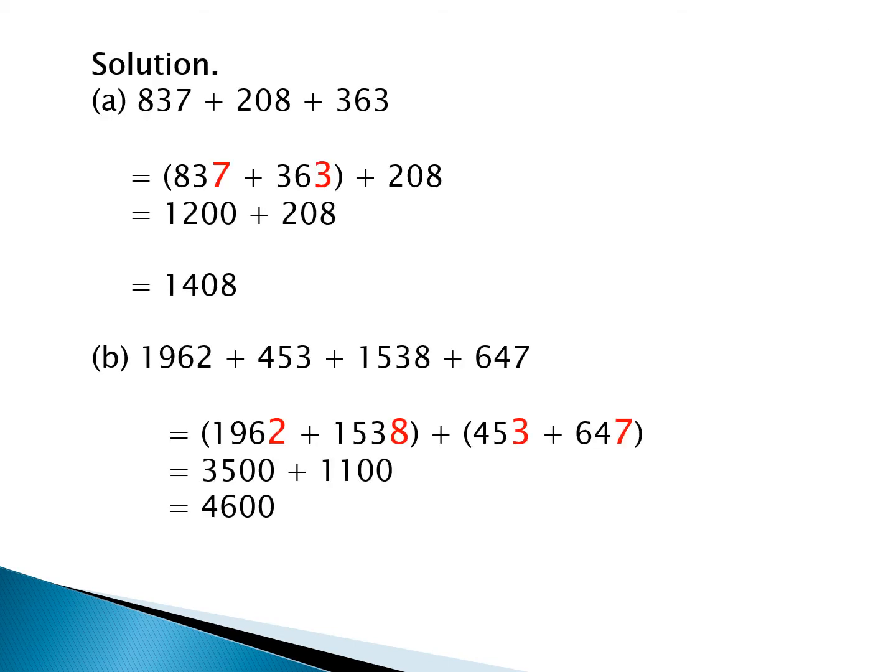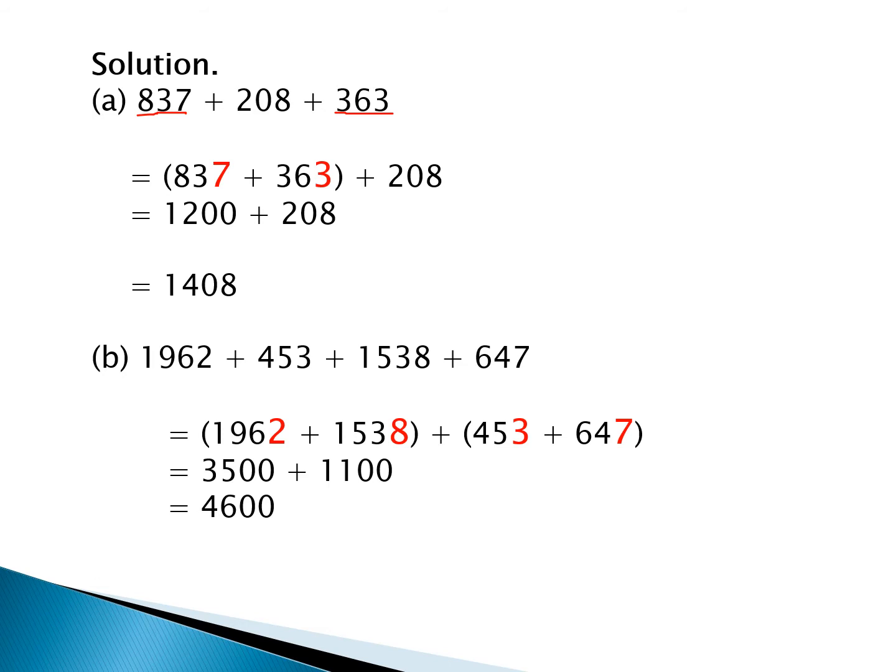Now let's come to the first question. 837 plus 208 plus 363. Now out of these three terms, which two terms will you add first? You will add 837 and 363 first. Why? Because 837 has 7 at its ones place and 363 has 3 at its ones place. So if you add 7 and 3, it will give you 10. That means you will get 0 at its ones place. So it is clear that we have to add 837 plus 363 first.